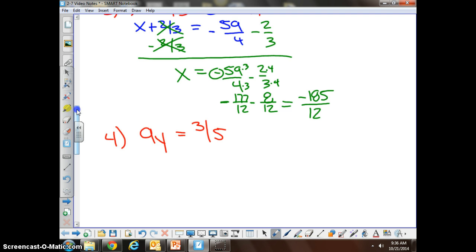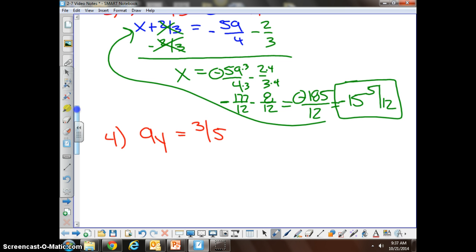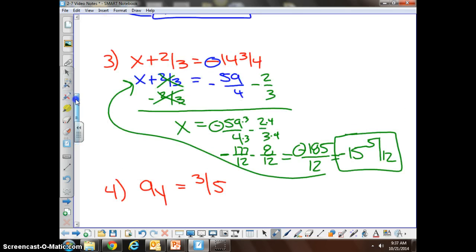Negative 185 over 12. We know that 12 goes into 185 15 times. Since we have an improper, we need to convert back to a mixed number, because all answers need to be in mixed number form. So 12 times 15 is 180. We've got 5 left over. Denominator stays 12. Don't forget it's a negative. Final answer, negative 15 and 5/12. Smart people check their work. Plug it back into the original. Negative 15 and 5/12 plus 2/3 is negative 14 and 3/4.